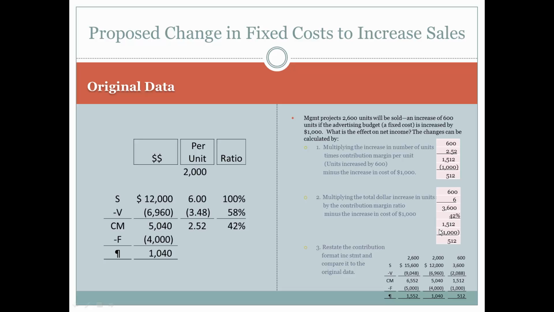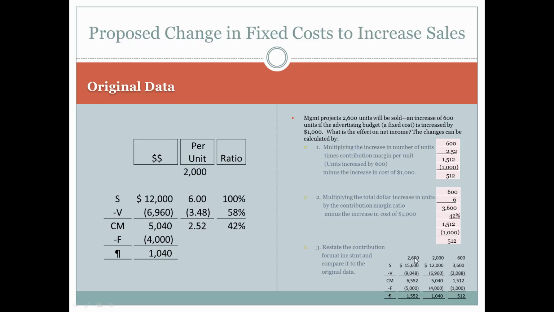$1,512 will be what we will earn in additional net income, from which we will subtract the $1,000 that we spent, which means that we gained $512, by spending the $1,000 and increasing our sales by 600 units.